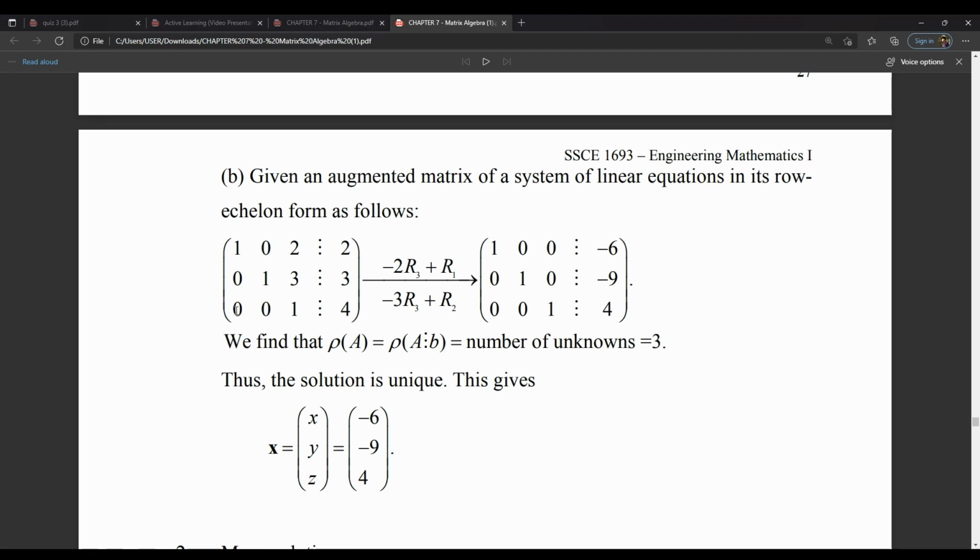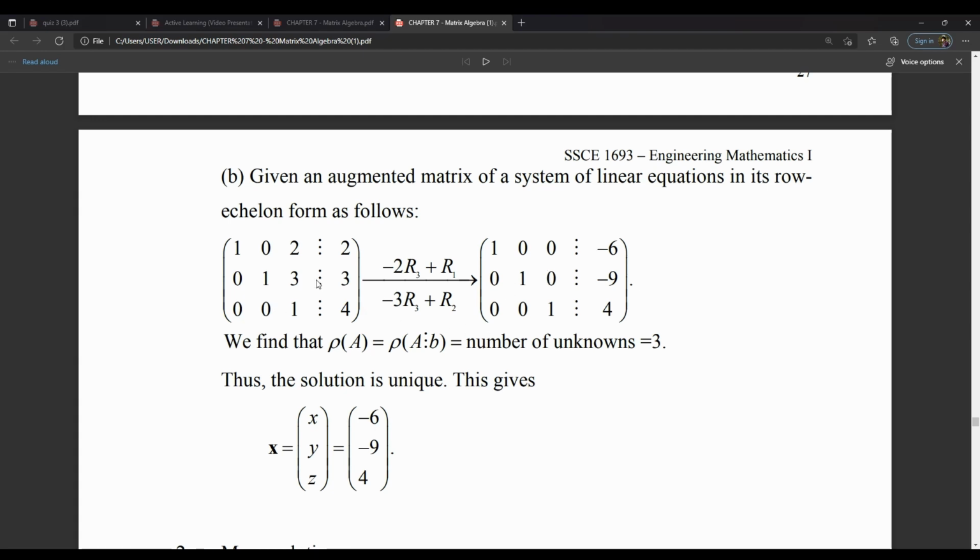So 0 0 0 multiplied by -3 is 0, 1 becomes -3, and 4 becomes -12. Okay, so after that we add it to row 2. So 0 plus 0 is 0, 0 plus 1 is 1, -3 plus 3 is 0, and -12 plus 3 is -9. So we got a new row here.